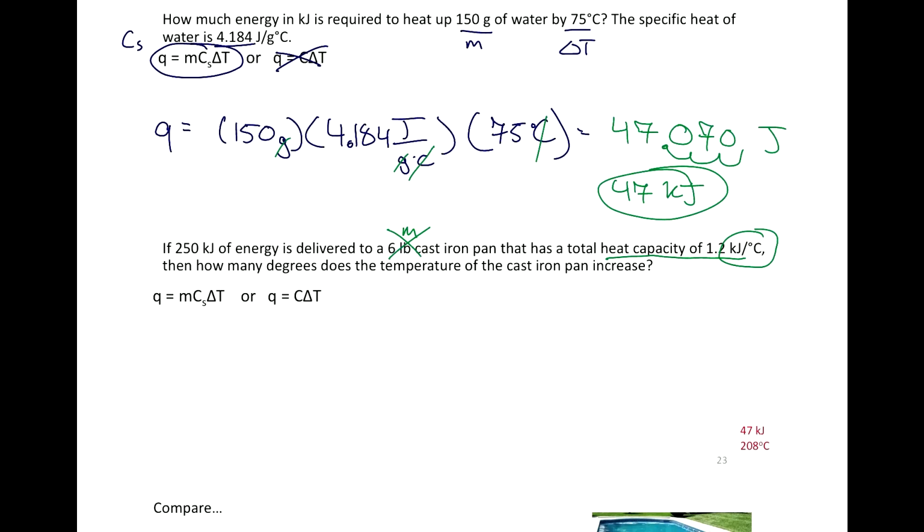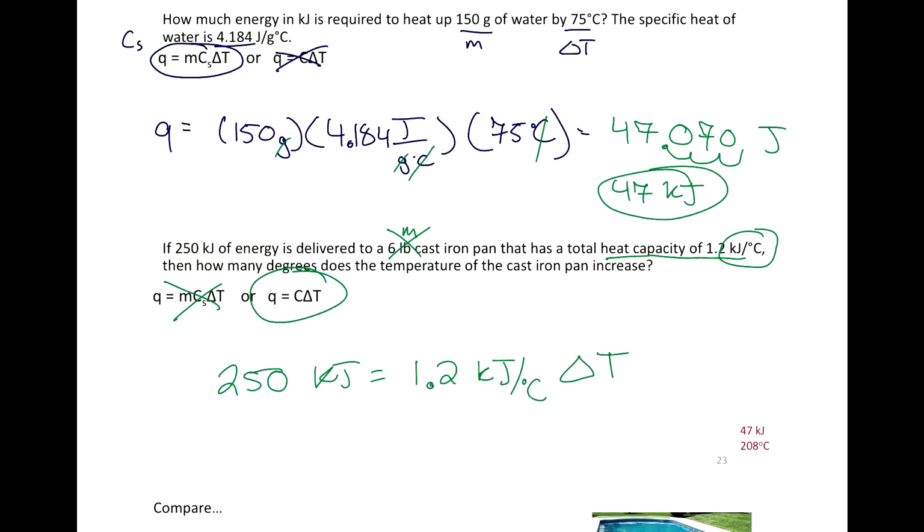I gave you the total heat capacity of this entire object, so we are actually going to use Q equals CΔT, right? Plug in everything. So Q is 250 kilojoules equals heat capacity, so 1.2 kilojoule per degree Celsius. Notice how both of these are in kilojoules, so I don't have to convert anything. And then ΔT, that is what we're solving for, right? So solve for ΔT, and you get that this pan should increase by 208 degrees Celsius.